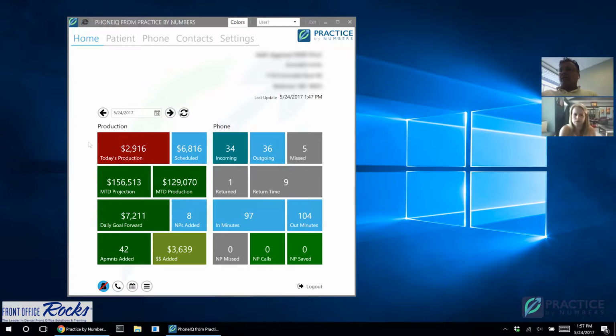Another thing with the PhoneIQ is that you may not even use the app and you'd still have all of the information available to you as long as the PhoneIQ is installed. Right, okay.